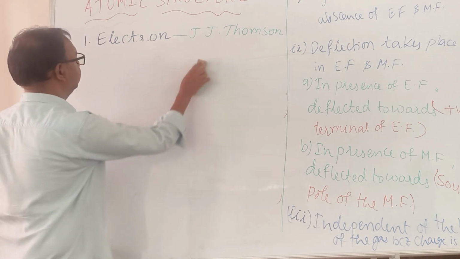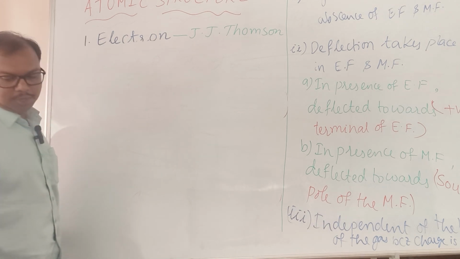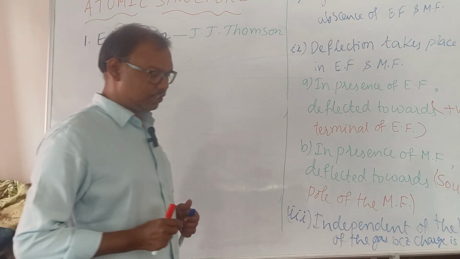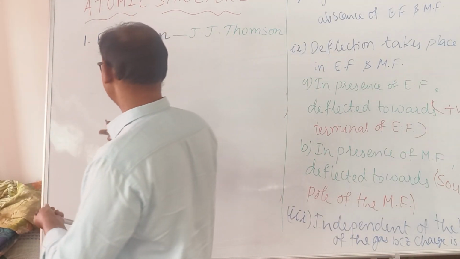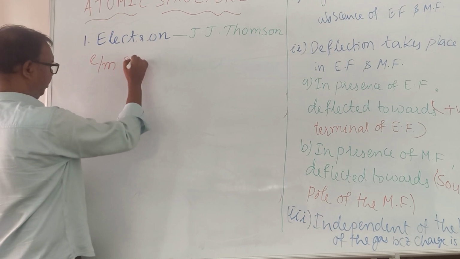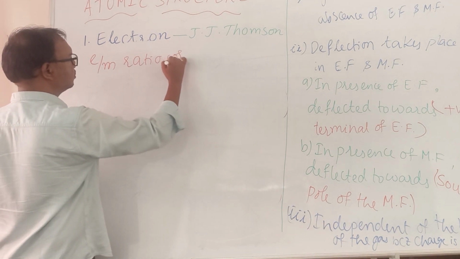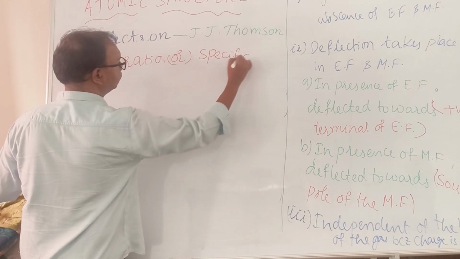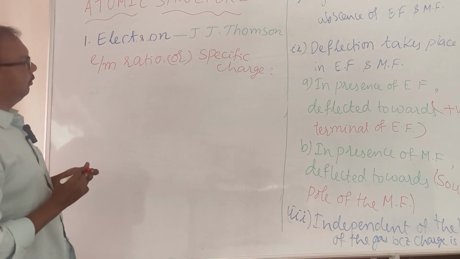Yes, next one, let us see here. J.J. Thomson, one more thing he did was, he was able to determine the specific charge of the electron. Specific charge means what? This is also called the e by m ratio, or we call it the specific charge of cathode rays, or for electron.